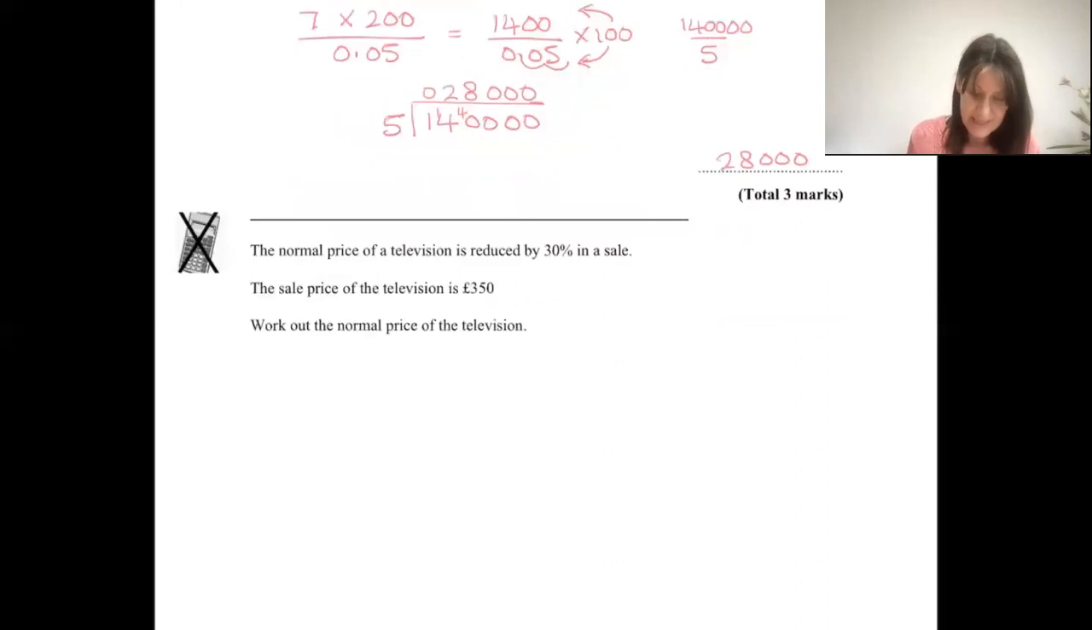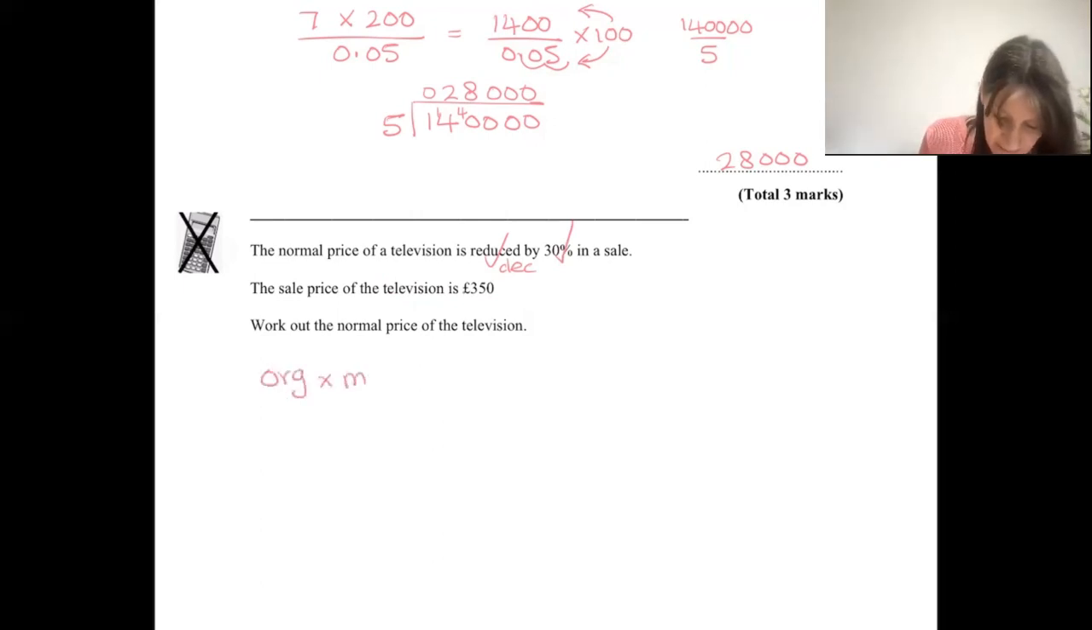So when I read this, I give it the 2-tick test. If you've watched any of the other videos, you'll already know about that. It's something that we do in class. So I can see that there is a decrease happening, and I've got the percentage. So a 2-tick question means I'm using the formula original times multiplier equals result.